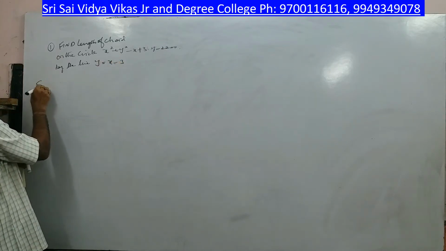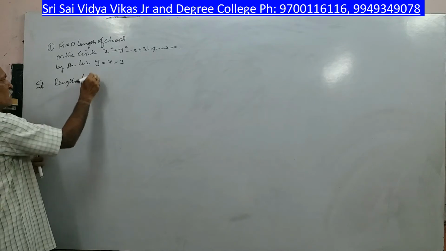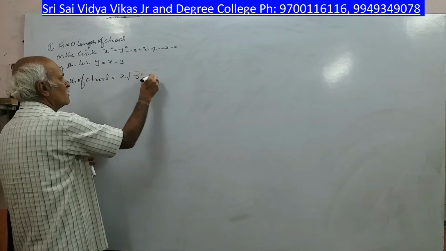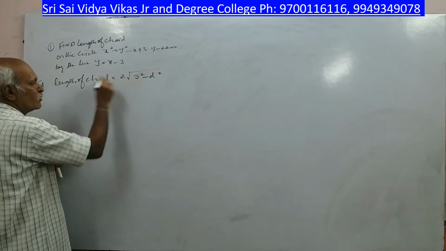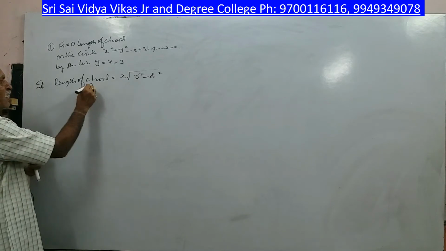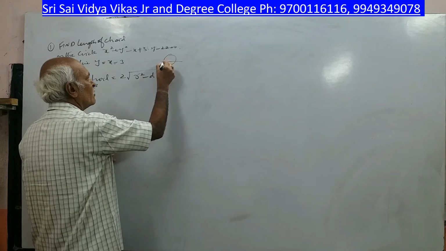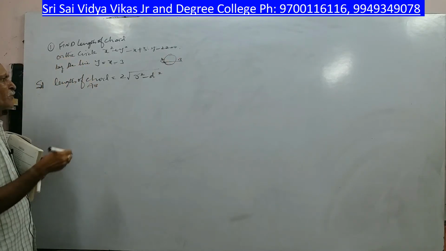Okay, solution. Length of the chord is equal to 2 into root of r square minus d square. Formula is length of the chord, we say AB. Okay, means if you got a circle like this, this is called the length of the chord. AB is equal to 2 times root of r square minus d square.